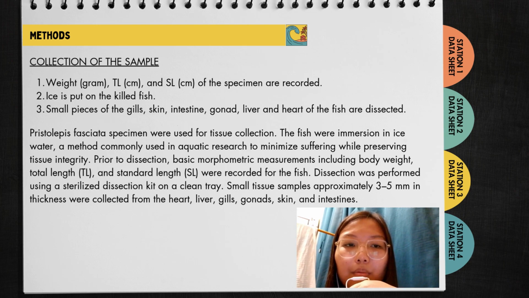Dissection was performed using a sterilized dissection kit on a clean tray. Small tissue samples, approximately 3 to 5 mm in thickness, were collected from the heart, liver, gill, gonad, skin, and intestine.